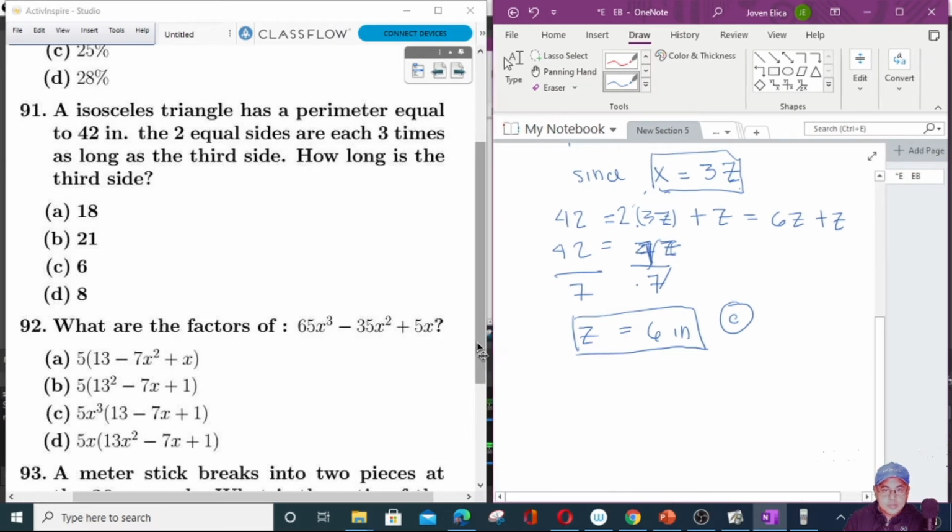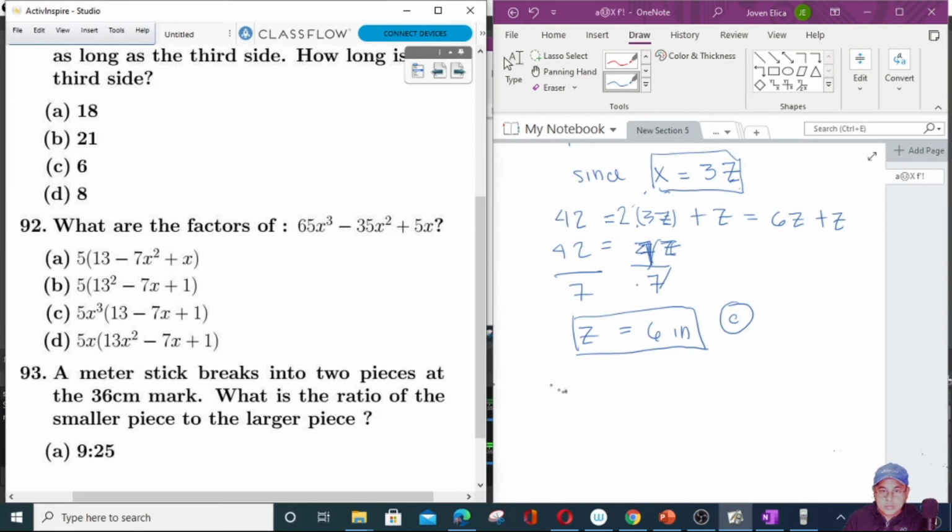So question number 92. Question number 92 says: what are the factors of 65x to the cube minus 35x? This is just factoring. So apply common factor.